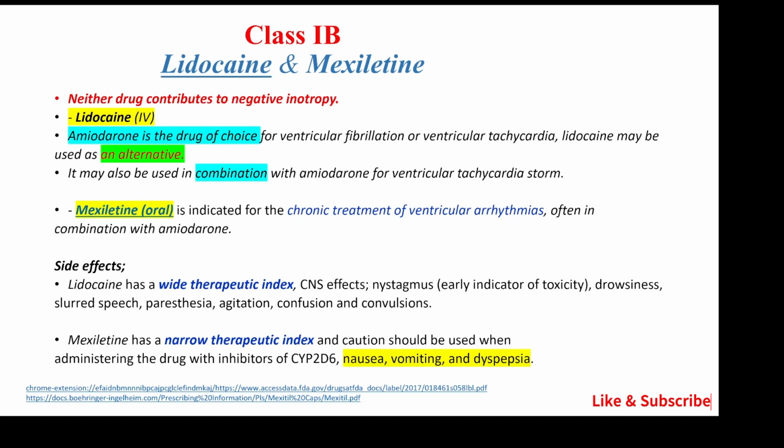Okay, moving to the second group in class 1, class 1B. We covered class 1A by talking about disopyramide, quinidine, and procainamide. In class 1B we have two medications. We have more, but these are the most popular in class 1B: lidocaine and mexiletine. Neither of these drugs contributes to negative inotropic effect. So 1B has no effect on inotropy.